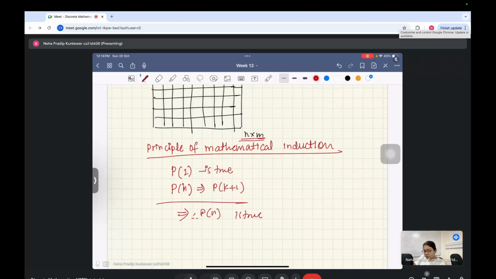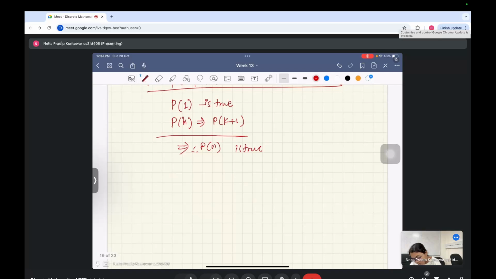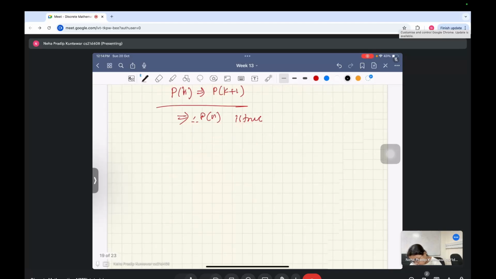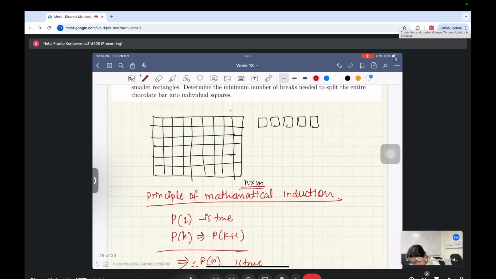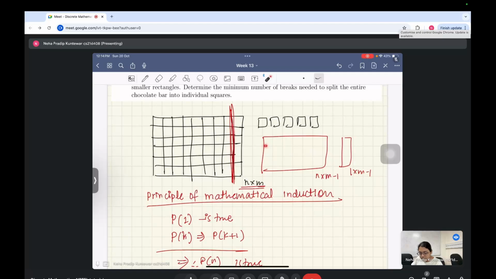So what we will do is assume that I break this, let's say I make a break along this column, then I divide the chocolate into two parts. The first part is n cross m minus 1 and the other is 1 cross m minus 1. Now my task is to optimally solve this and optimally solve this.